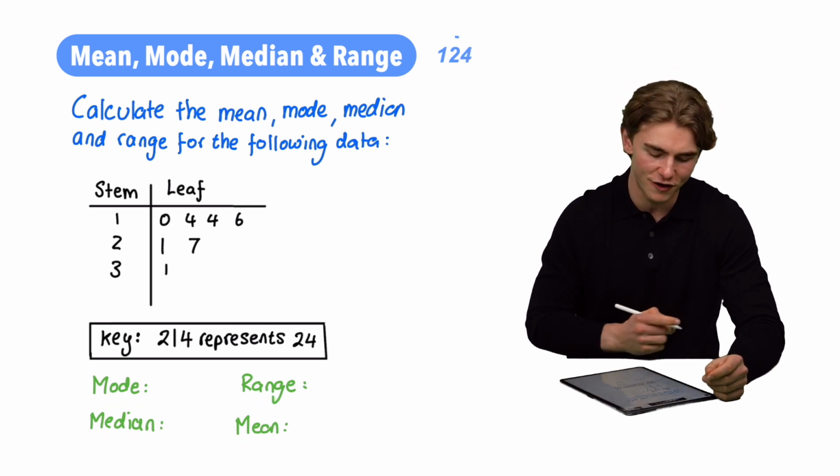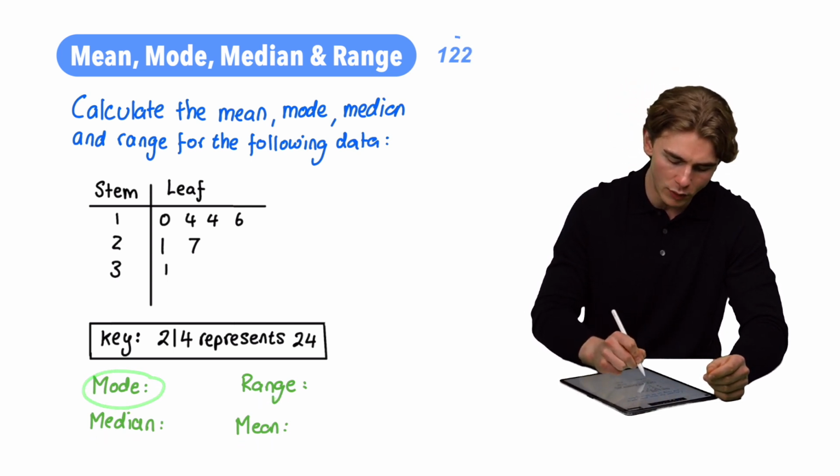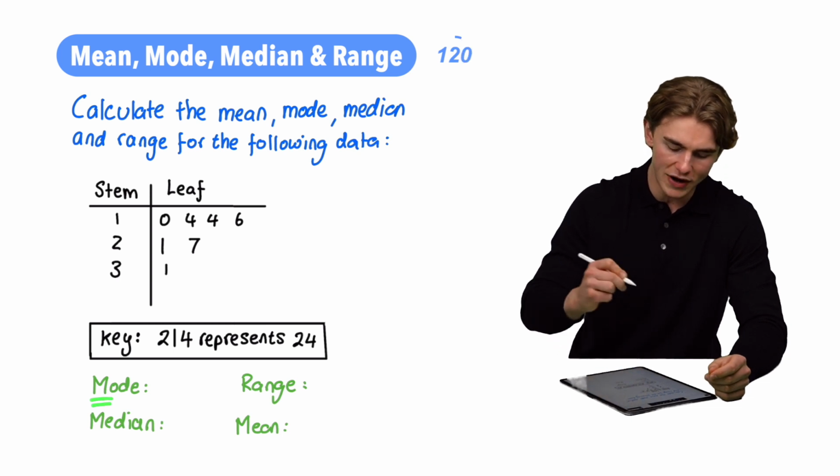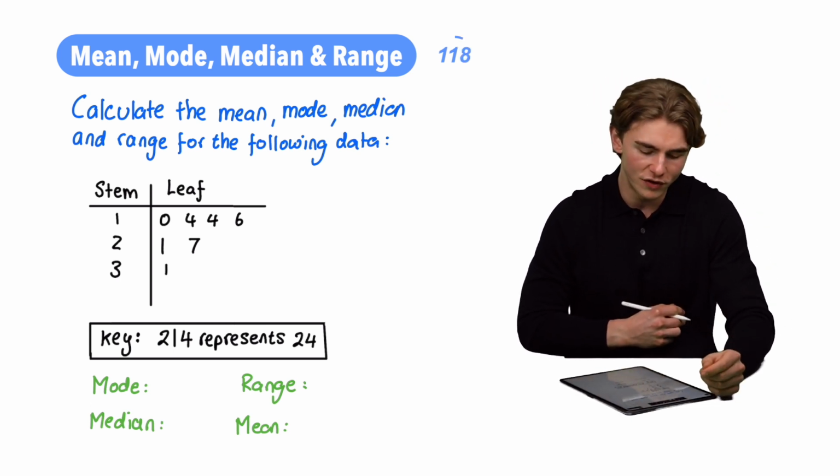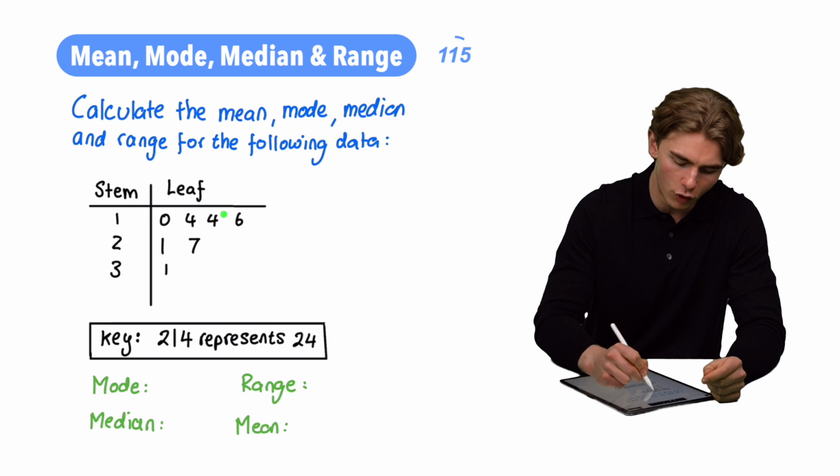Let's get it done. First off, our mode, guys. The mode, that one's going to be the most occurring. Think of both of those words, mode and most, at the beginning with MO. So what's going to be our mode? We can see that we have 2 4s over here.